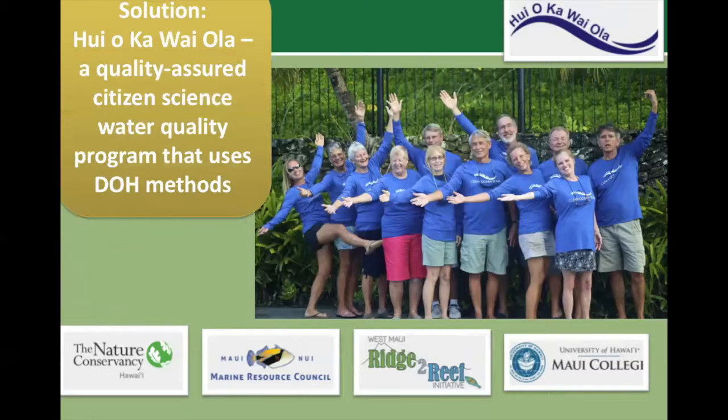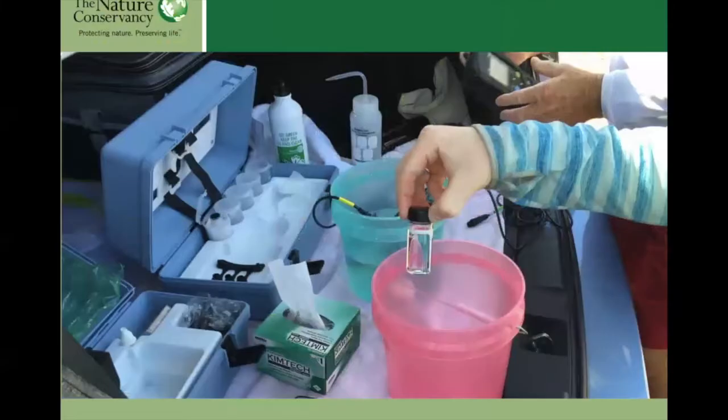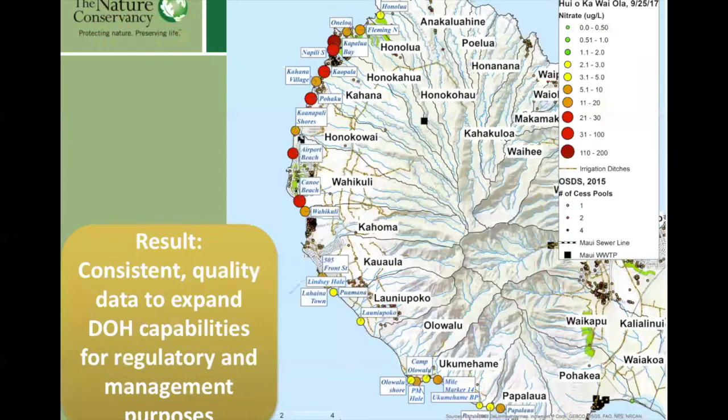So the result of this, and the website's huiokawaiola.com if you want to see the full picture, if you want to download the QAP, if you want to look at all of the data, all of it's available. But in the process, we set up a lab, and in the end, the full picture looks like this. Instead of just having some dots, now we have a full picture of data going up from Honolulu all the way down to Papalaua down here.